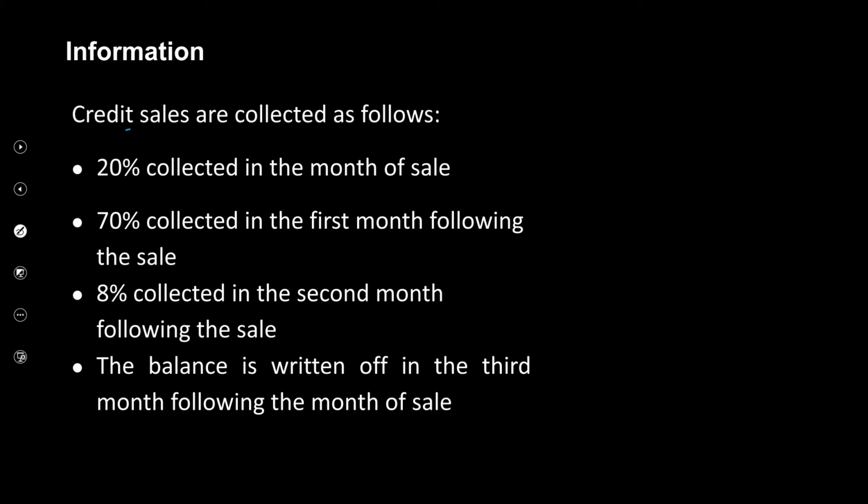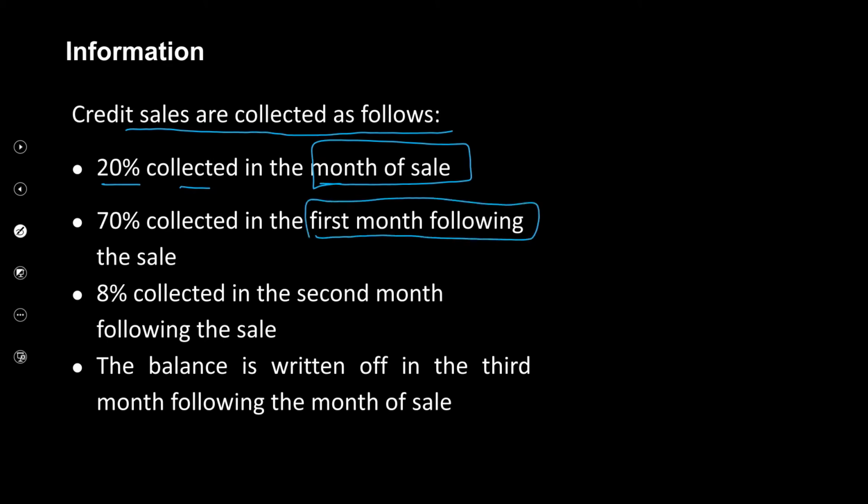Credit sales are collected as follows. 20% will be collected in the month of sale. 70% will be collected in the first month following the month of sale. 8% will be collected in the second month following the month of sale. The balance is written off in the third month following the month of sale. Just to give you an idea, what are we referring to here? Obviously, 70 plus 20 is 90, plus 8 is 98%.